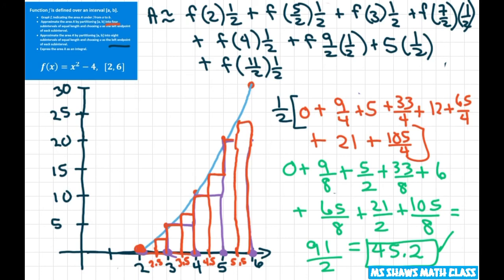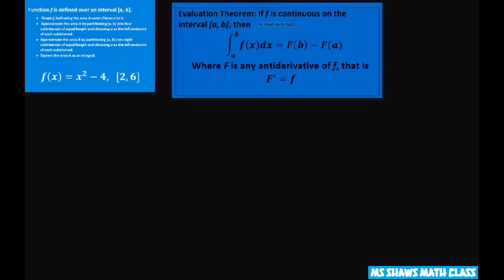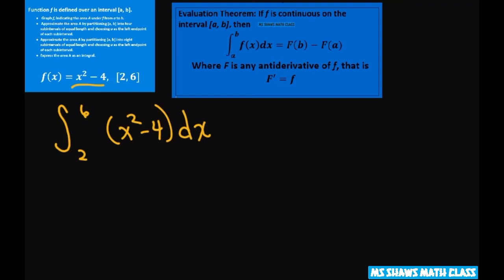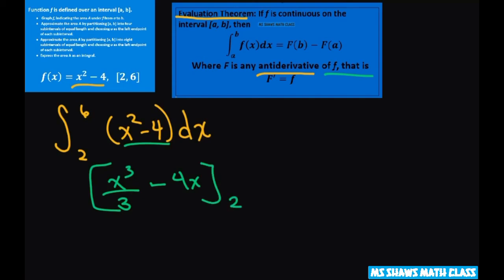Now we're going to write this as an integral. So to write this as an integral, we're just going to write the integral sign, and we're going from 2 to 6. You copy down this x squared minus 4, then write dx. Now we're going to use the evaluation theorem. Take the antiderivative. If you haven't got this far yet, then you could probably skip this part. My students have, so we're going to continue on with that. When you find the antiderivative of this, it's going to be x cubed divided by 3 minus 4x. And then we're evaluating this from 2 to 6.